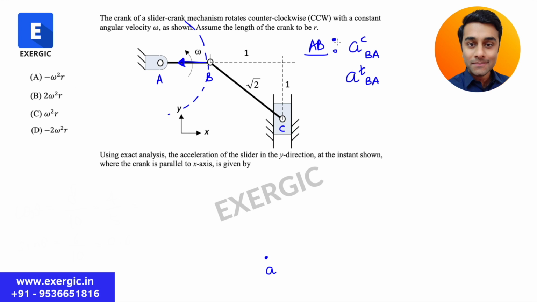Now let us try to plot these two accelerations on the acceleration diagram. As the question has mentioned that AB is parallel to x-axis, obviously this vector will also be parallel to x-axis, right or not? This is the vector of acceleration, centripetal acceleration of B with respect to A, right or not? So let us plot this vector here. We have plotted this vector which is showing you the centripetal acceleration of B with respect to A.